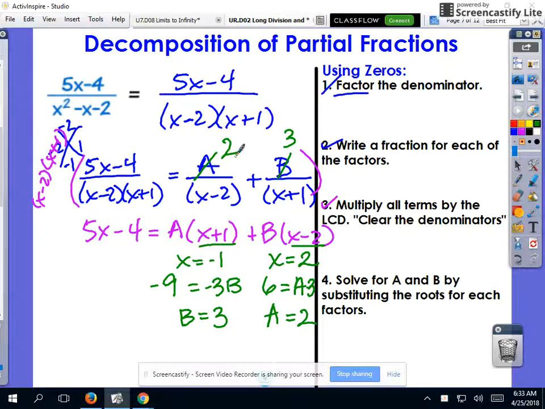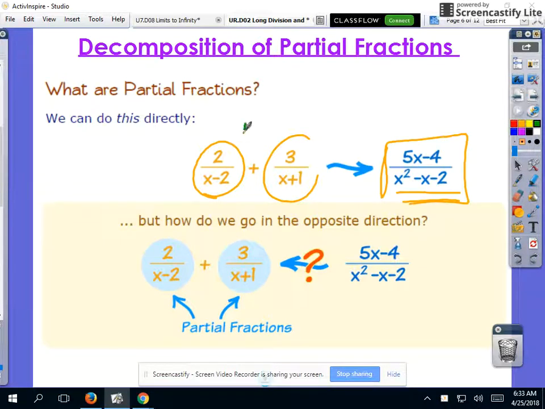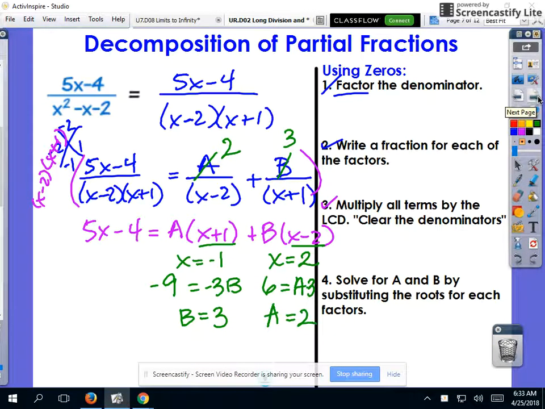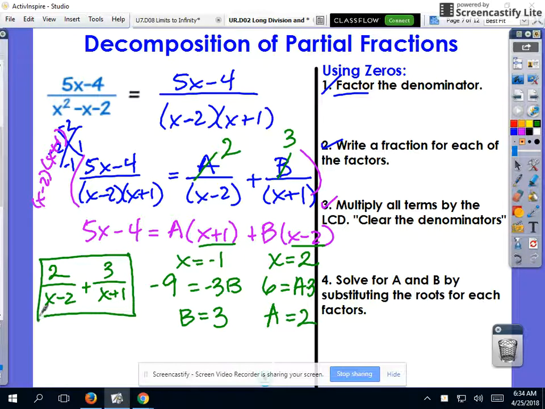Now, if we go back to our warm-up, or actually to the previous slide, hopefully we see that the 2 was on top of the x minus 2, and the 3 was on top of the x plus 1. And that's what we have. So this is called partial fraction decomposition, and your final answer is going to be this. Like that. Done.